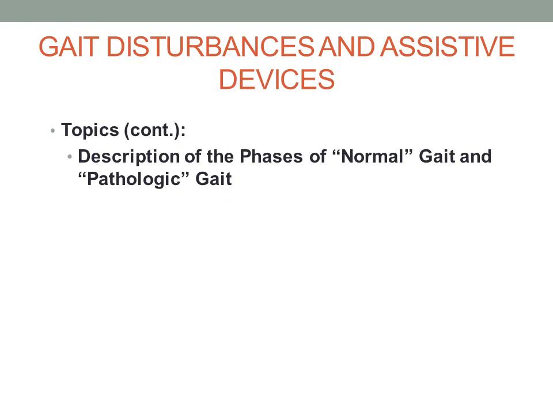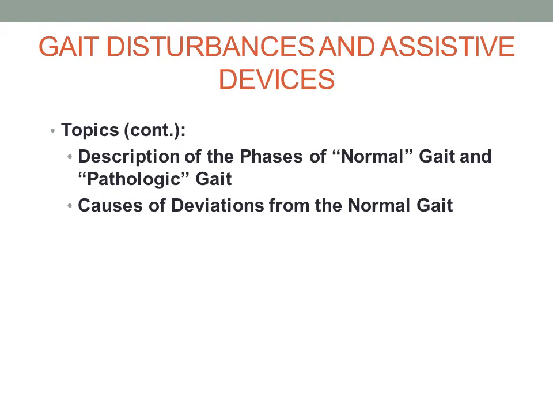We then go into the descriptions of the phases of normal gait and pathologic gait. We break down the gait cycle into several different sub-phases of gait, and we talk about normal findings in each of those sub-phases, and then we describe possible abnormalities of those sub-phases that would be present in the presence of pathologic conditions.